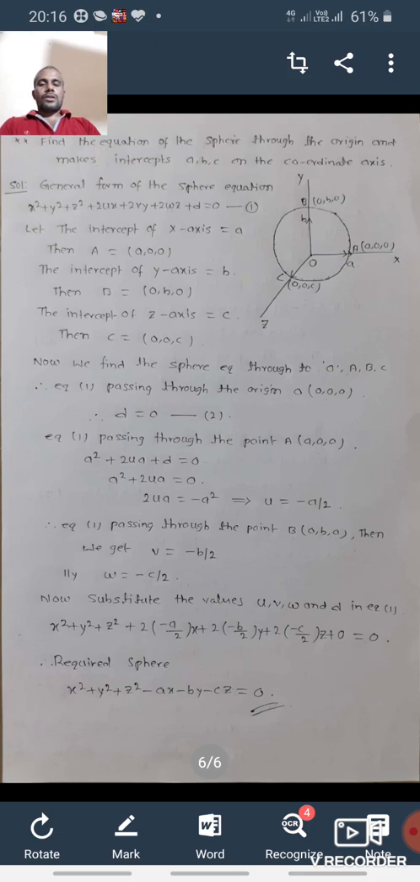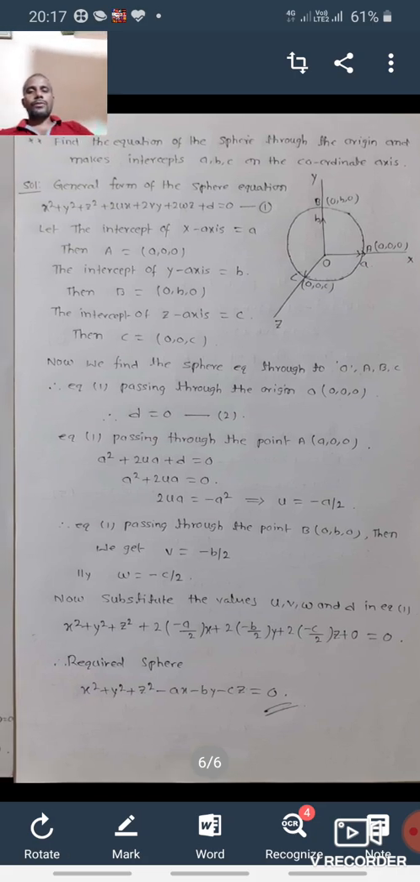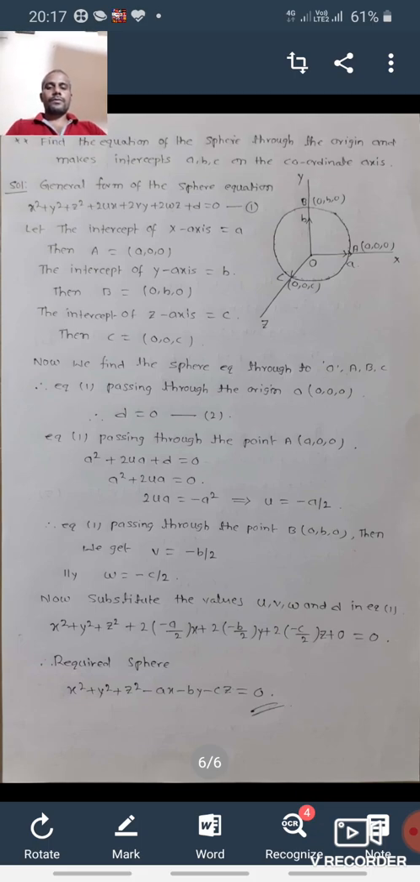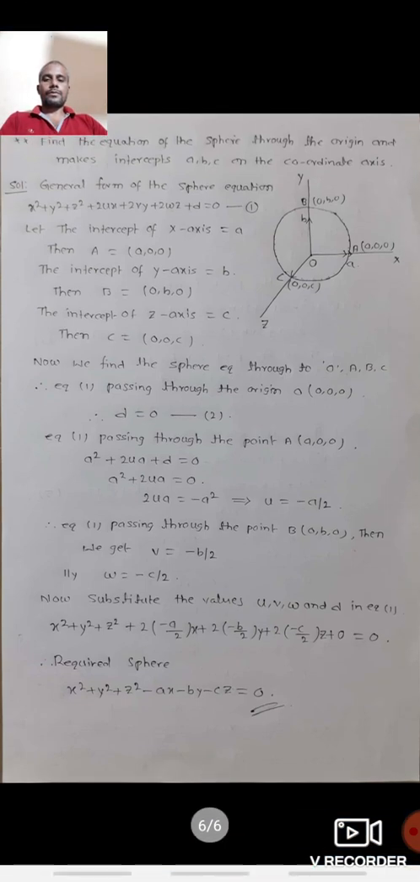Similarly, the intercept on the y axis is b, so the point is (0, b, 0). The intercept on the z axis is c, so the point is (0, 0, c). But we know the general equation of the sphere is x² + y² + z² + 2ux + 2vy + 2wz + d = 0.